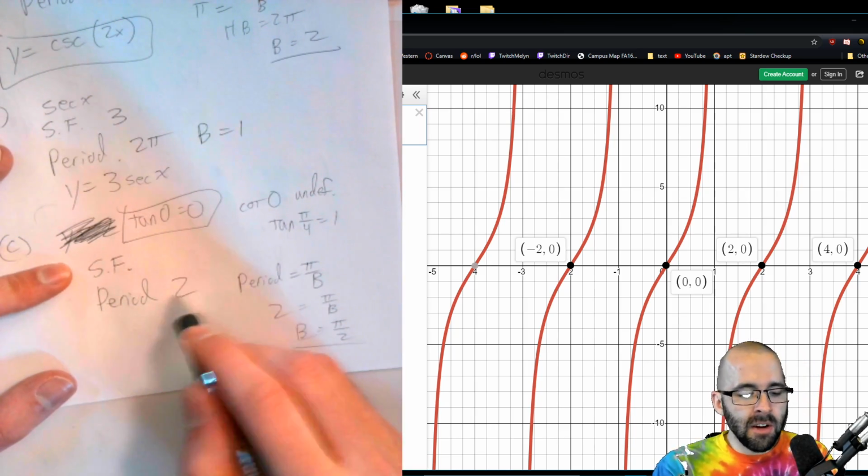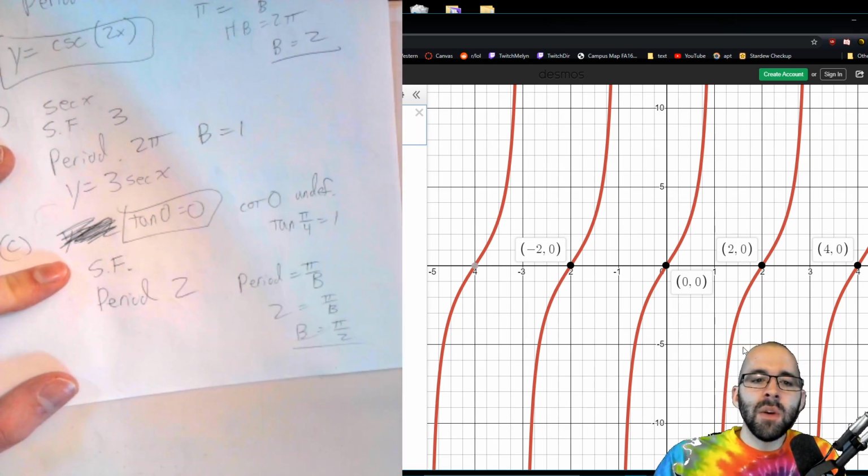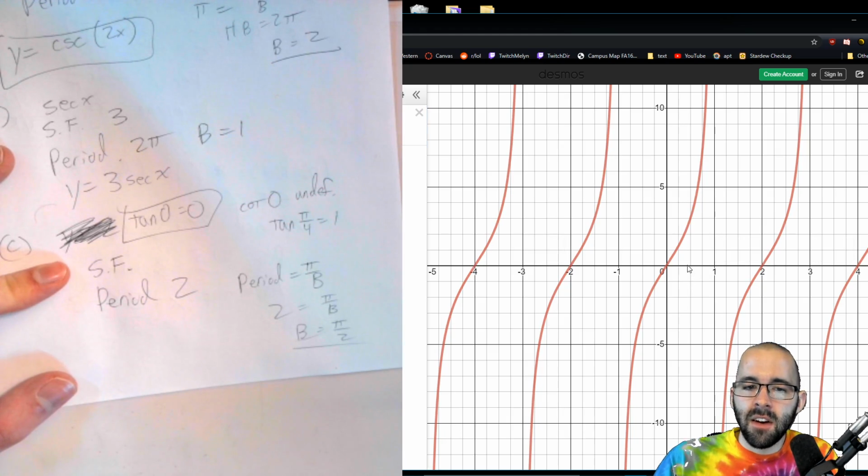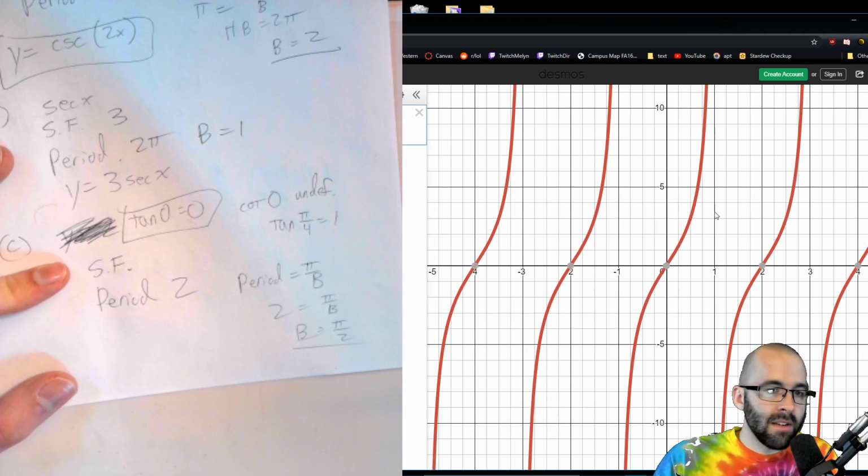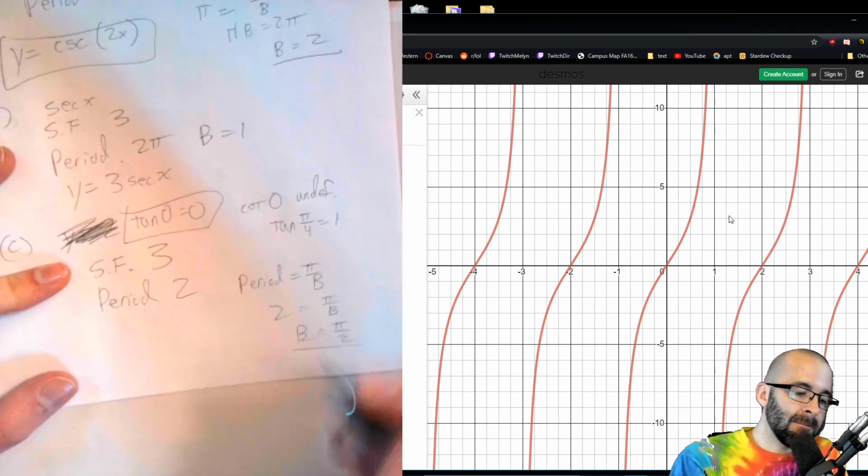So now that we know the period is 2, a quarter of the period is going to be at 1/2. We should normally go up 1 unit. But here, when we go up 1/2, we go up 3 units. Look at how far you go up after a quarter of a period. Period is 2. A quarter of that is 1/2. How far do we go up? Exactly 3. That's going to be our stretching factor.